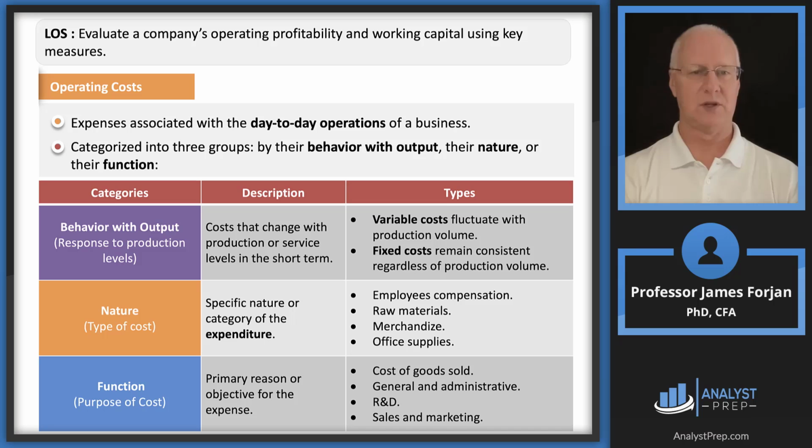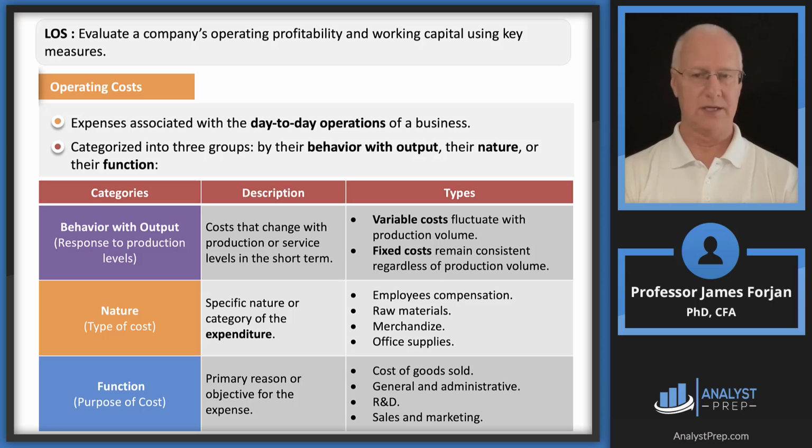So responses to production levels, right? If we make more of something, then it probably costs us a little bit less per unit. But what we need to do is divide these into variable costs and fixed costs, which we did back in our financial statement analysis stuff.